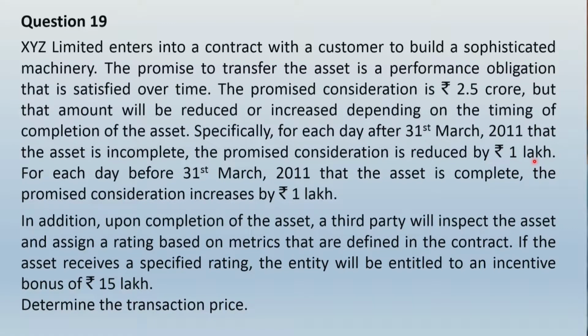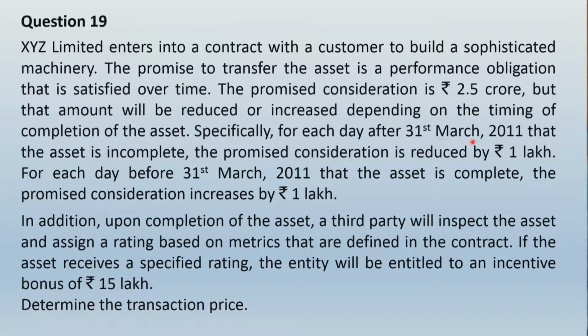So what the entity should do, based on the probability estimates, is work out the likely time that it will be able to complete. For example, it should plot a table with different dates like 27th March, 28th March, 29th March, 30th March, 31st March, then 1st April, 2nd April, something like that. Some 7-8 different estimates it should plot along with their respective probabilities.